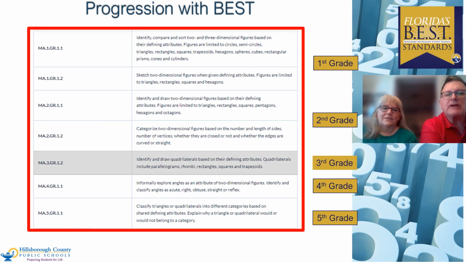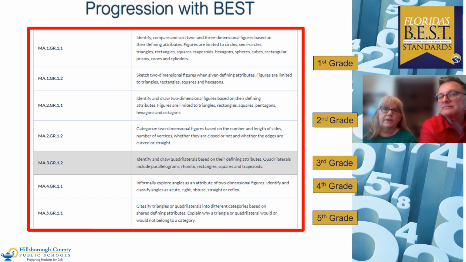So let's take a look at the progression with BEST with geometric figures. Take notice here what's happening in first grade. They're identifying, comparing, and sorting two and three-dimensional figures based on a limited set of figures which are listed there. And I see in that list that it includes not just polygons and three-dimensional figures, but also circles and semicircles that have curved edges. And then in moving into second grade, they're identifying and drawing 2D figures based on defining attributes. Again, not just quadrilaterals, but other polygons as well. And that list has just polygons in it.